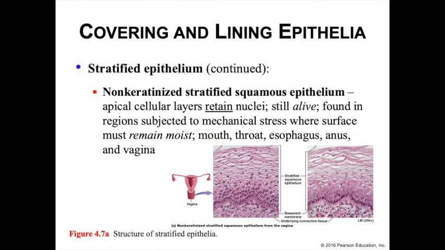We can also have stratified squamous that's non-keratinized. So this just is missing that keratin on that very top layer. We tend to have these openings in the body. So rectum, we find it in the vagina, we find it in the mouth, where we still need some protection. We need those cell layers stacked on top of each other, but we don't need that extra waterproof keratin layer to be there.